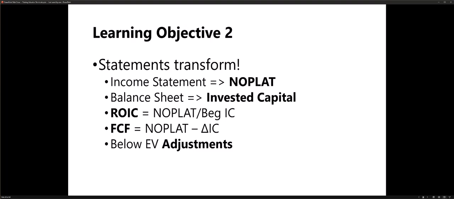All right, and what we're going to learn is how to transform the accounting statements, like the income statement to NOPLAT, and the balance sheet to invested capital, calculate the return on invested capital, find the free cash flow, and learn how to adjust below the line, or the value of operating assets, which you call enterprise value. All right, let's start.